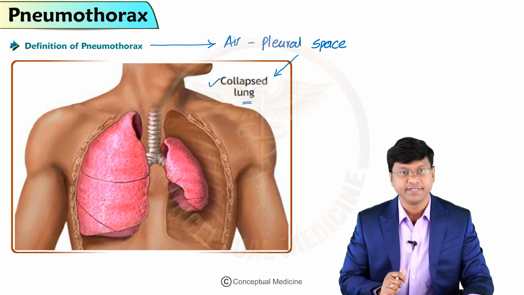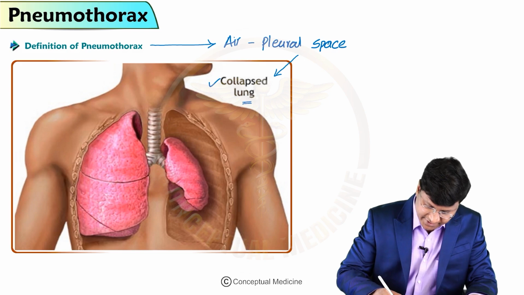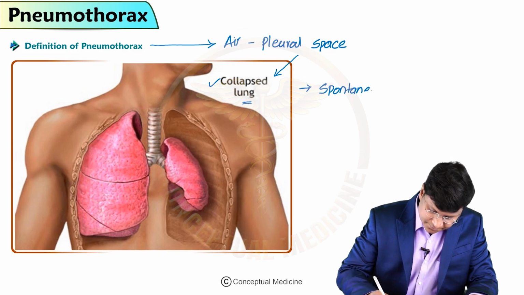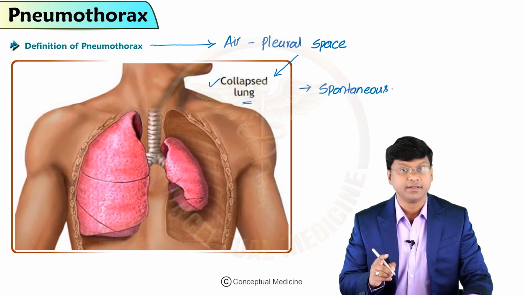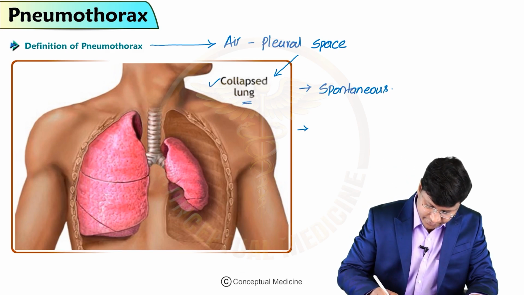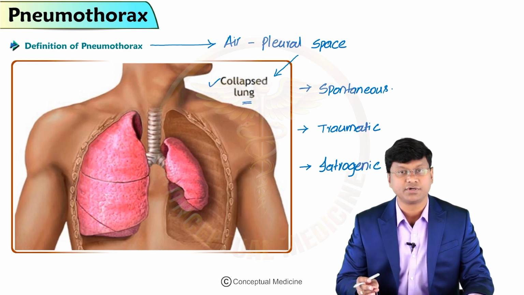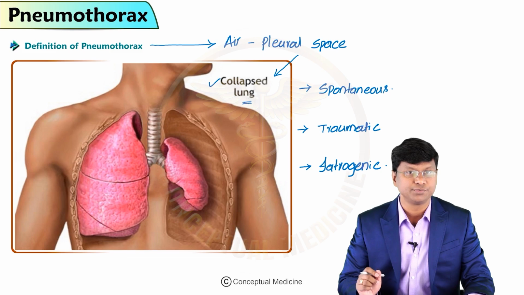Now, how do we classify pneumothorax? Pneumothorax is classified as spontaneous pneumothorax, traumatic pneumothorax, and iatrogenic pneumothorax. So this is the classification of pneumothorax: spontaneous, traumatic, and iatrogenic.